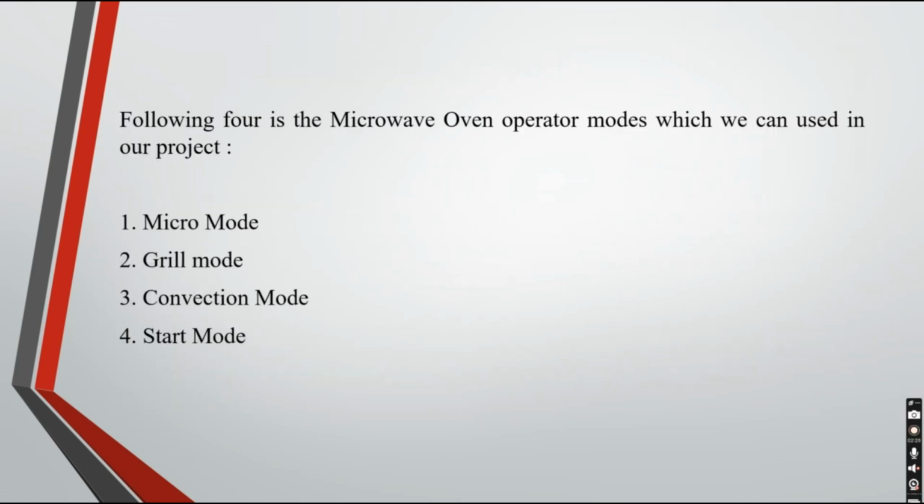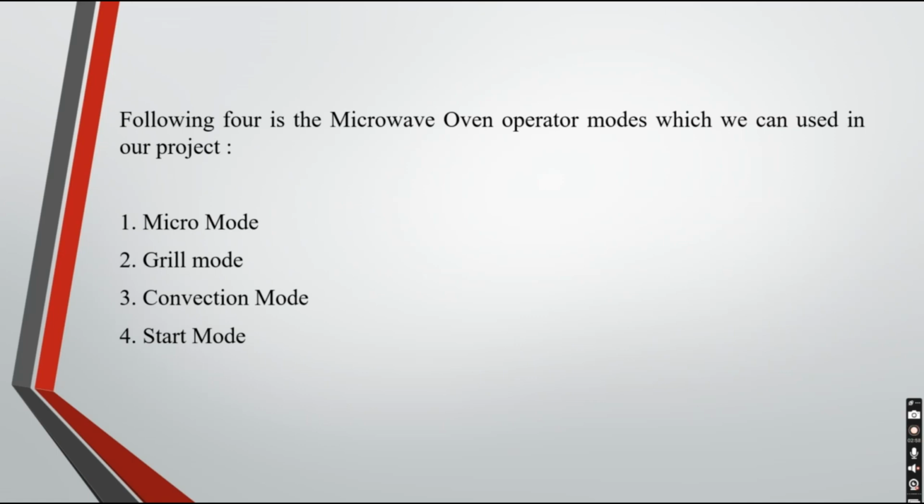Then the following four are the microwave oven operating modes which we can use in our project. Firstly, microwave mode. Microwave mode is a mode in which the embedded system uses microwaves to heat food. Microwaves are a type of electromagnetic radiation that can heat food by causing the water molecules in the food to vibrate. Microwave mode is often used to cook food quickly and easily.